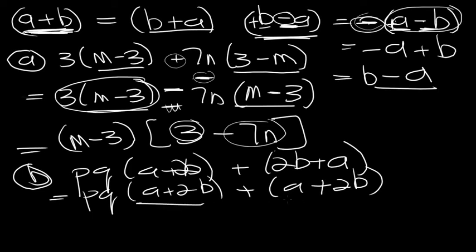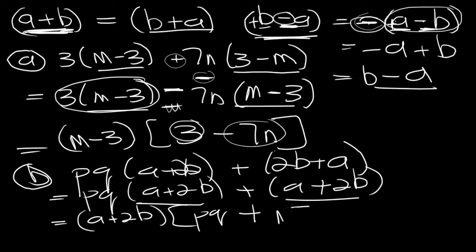In this case, we can take out the a plus 2b as a common factor, and what are you left with? PQ plus 1, because if you don't see anything in front of a bracket, there's actually a 1, and when you've taken out this a plus 2b, we've actually divided a plus 2b into this, and what's left is just that 1 in front of the bracket, and that's the changing of the signs.